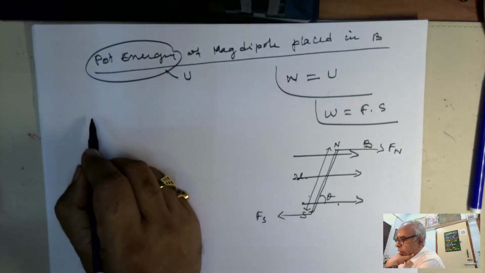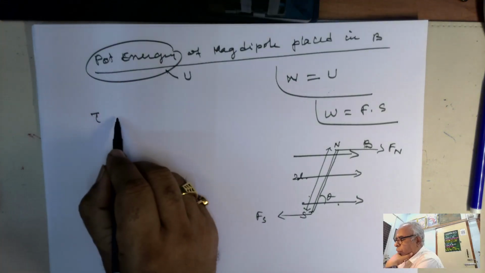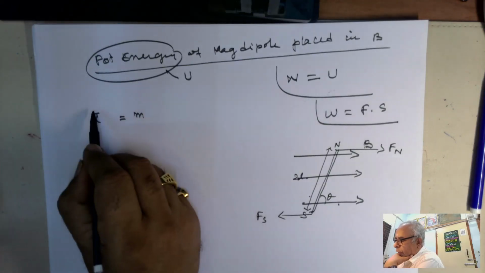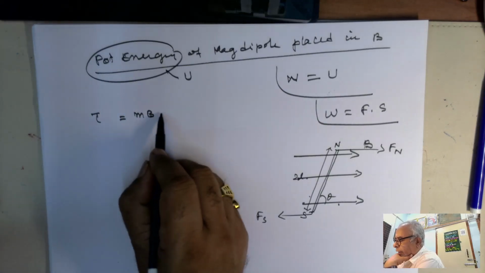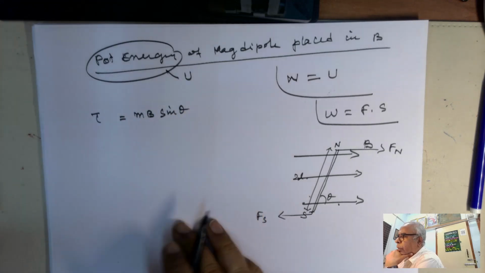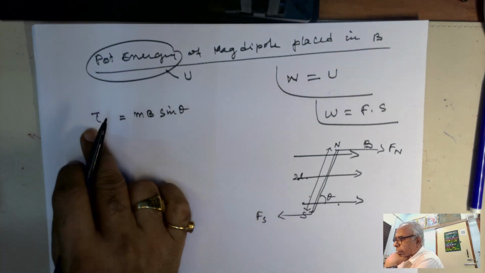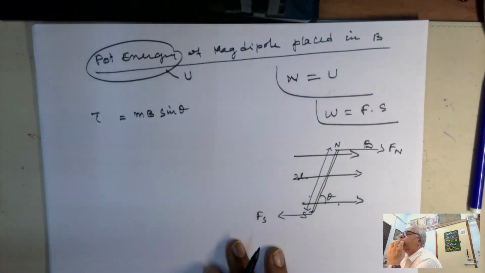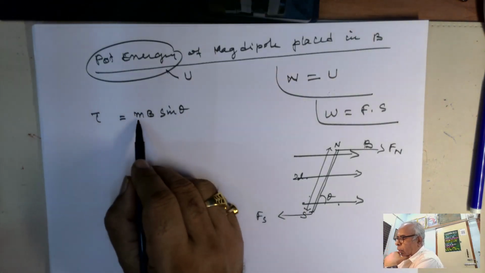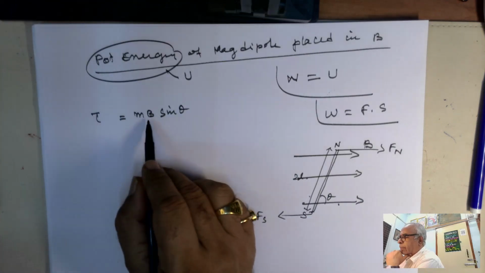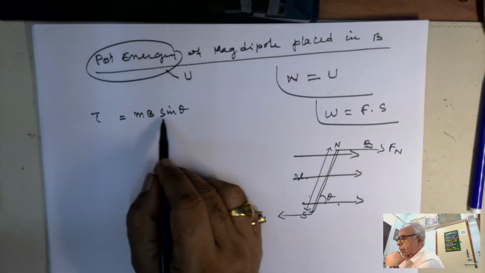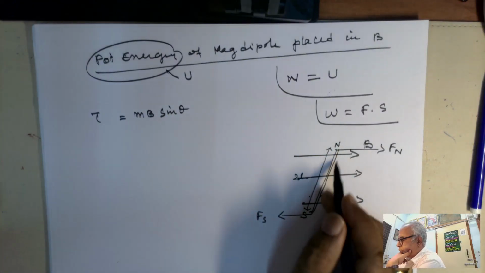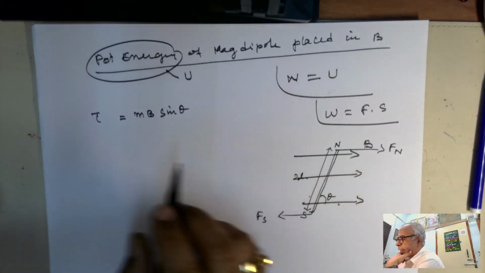Now naturally there is a torque tau, the twisting force, acting on it, and we know its value: tau is equal to mB sine theta, because you already know tau vector is equal to m vector cross B vector. I expanded this. What is m? Dipole moment. What is B? Magnetic field strength. And theta is the angle between the dipole and the magnetic field line.